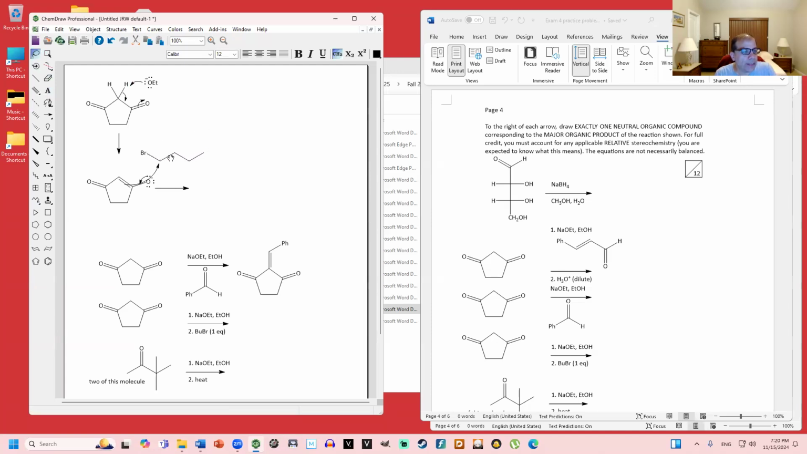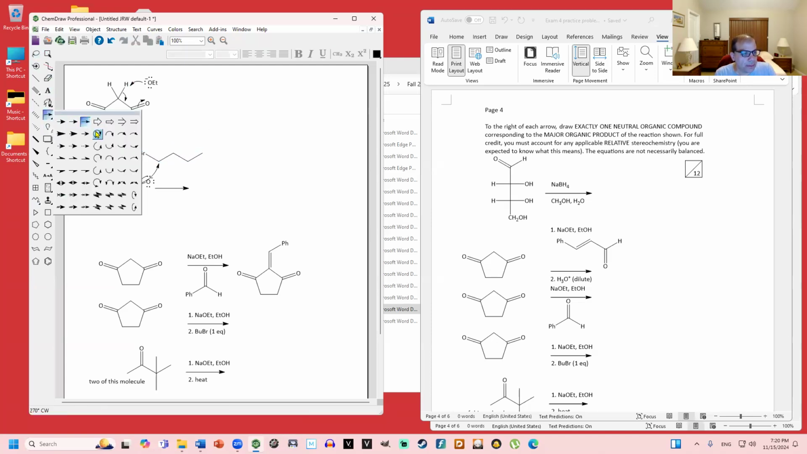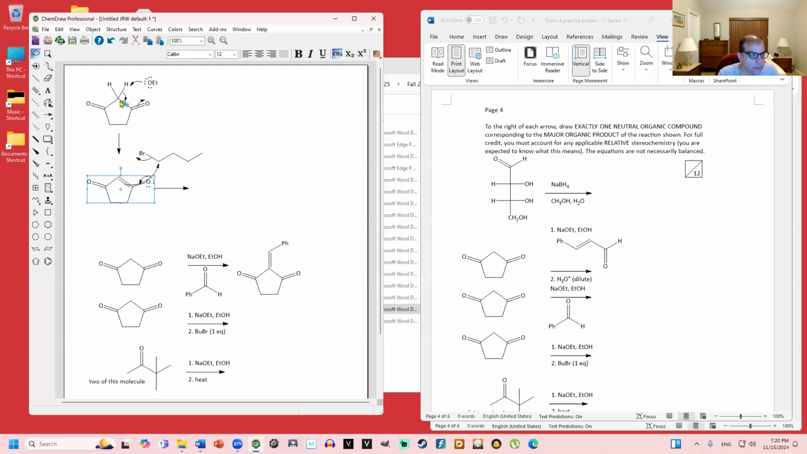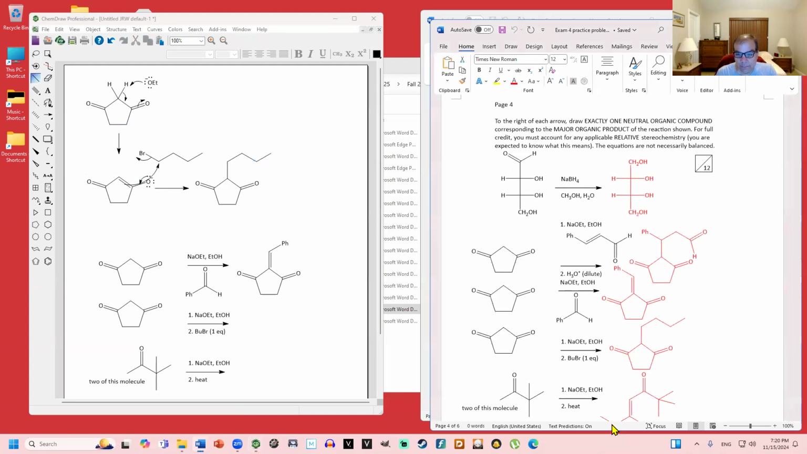The enolate will then attack 1-bromobutane at the carbon bearing the leaving group. The leaving group then leaves. This is an SN2 reaction. And the product that I would expect would simply have the butyl group there between the two carbonyls, like that, just as per the answer key.